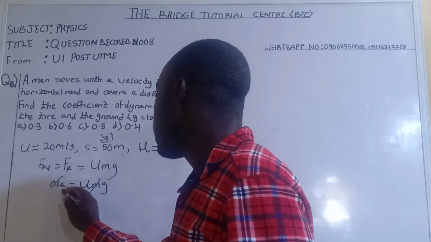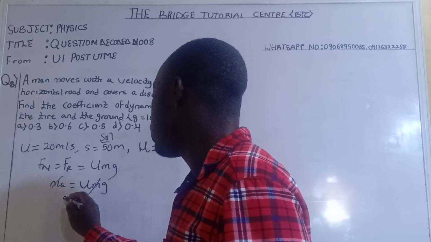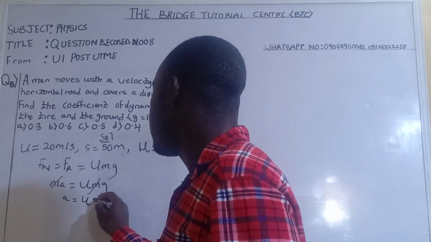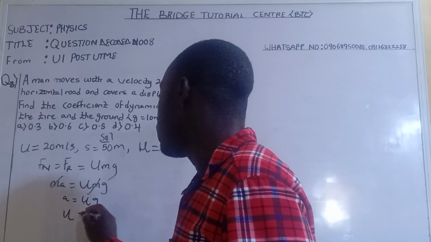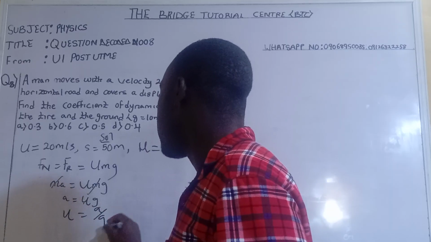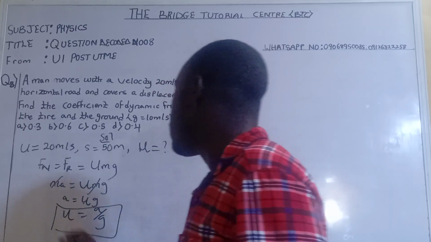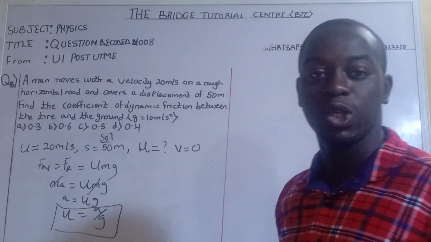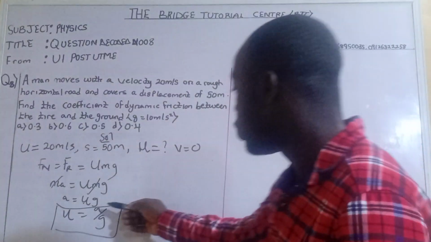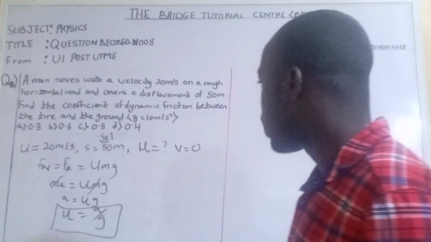m will cancel m. That is, my a will now equal mu g. Or making mu the subject, mu equals a over g. That is the formula we are going to be using. Mu equals a over g. So you look for the value of a. So now how do you find a?